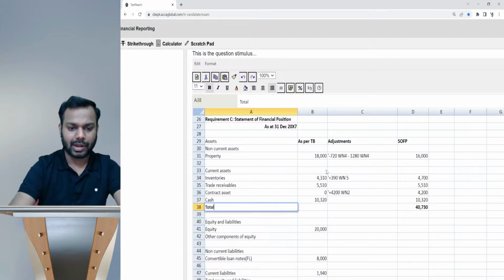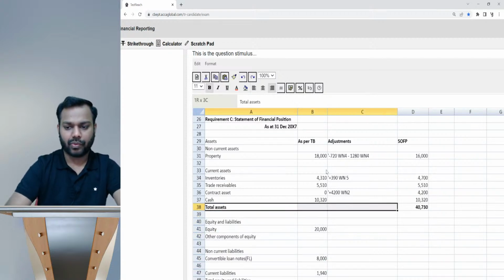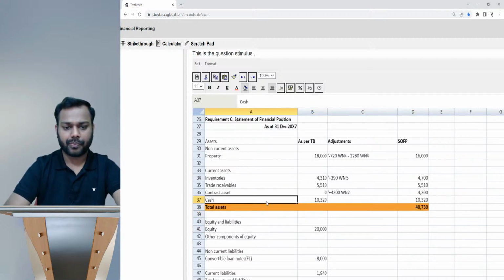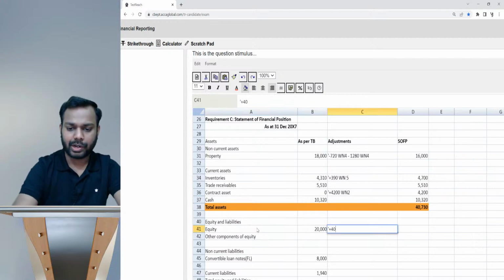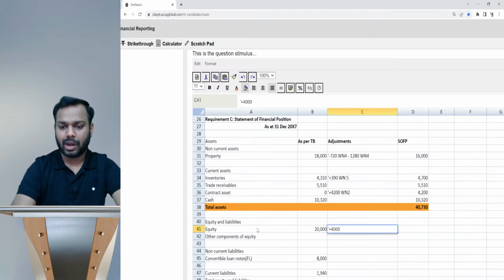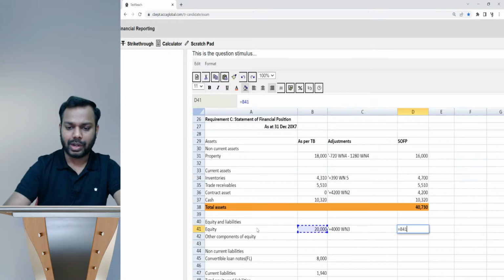So let's write here total assets is 40,730, right? Now equity. So equity is plus 4,000, that is bonus issue, that is working note number 3, right? So it becomes how much? 20,000 plus 4,000 is 24,000.